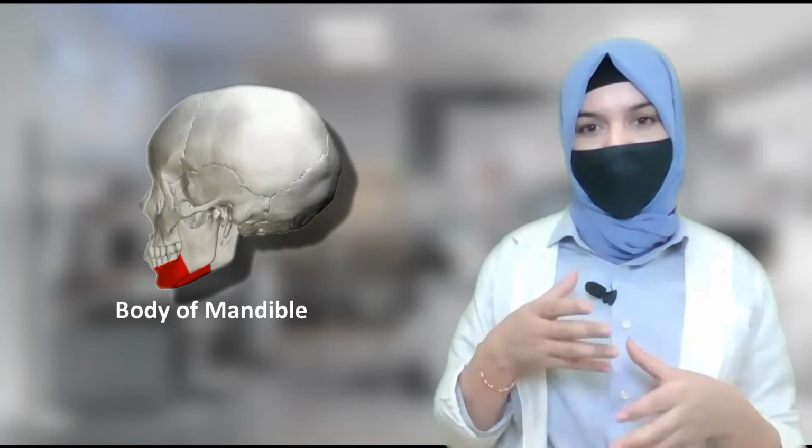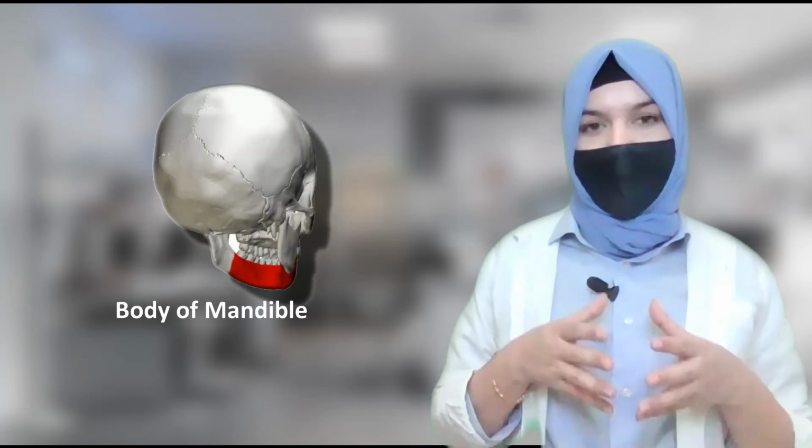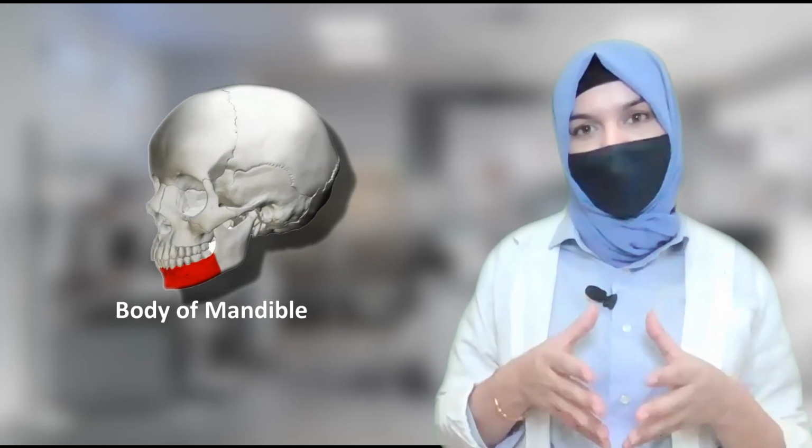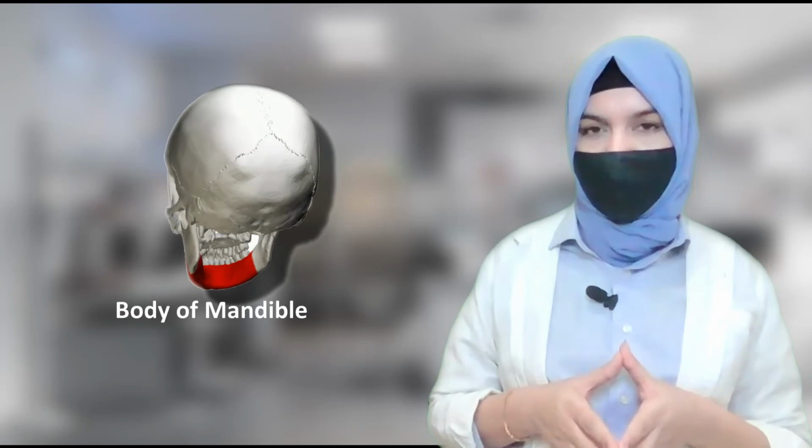Okay, now we have the body of the mandible, also known as corpus mandibulae. Body of mandible is a thick, horizontally U-shaped, centrally located bone that forms our jawline. It allows freedom of movement. It holds our teeth in place.